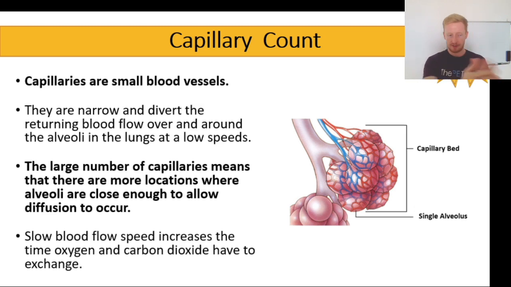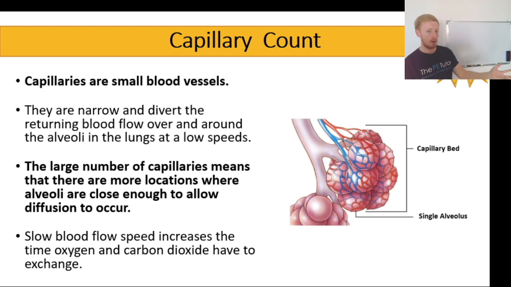So I realise I didn't put those comments up, but I'll leave those there for a second. Capillaries, small blood vessels. They're narrow. They divert blood all around the alveoli through what's called a capillary bed.